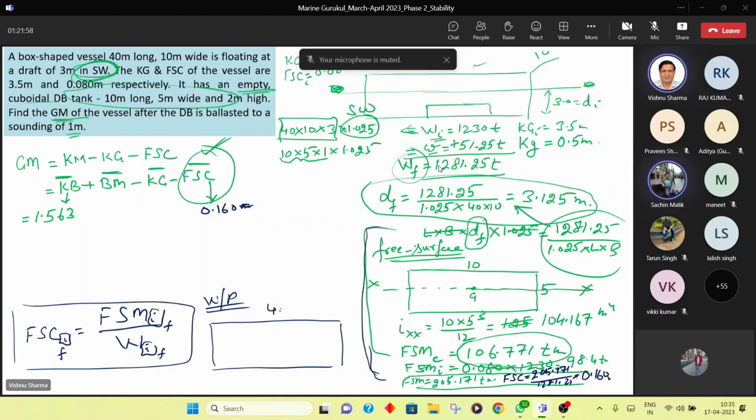What will be the dimensions of the rectangle? 14 by 10. Where will be the geometric center? Here. And that is called the center of flotation, right? Correct, beta?